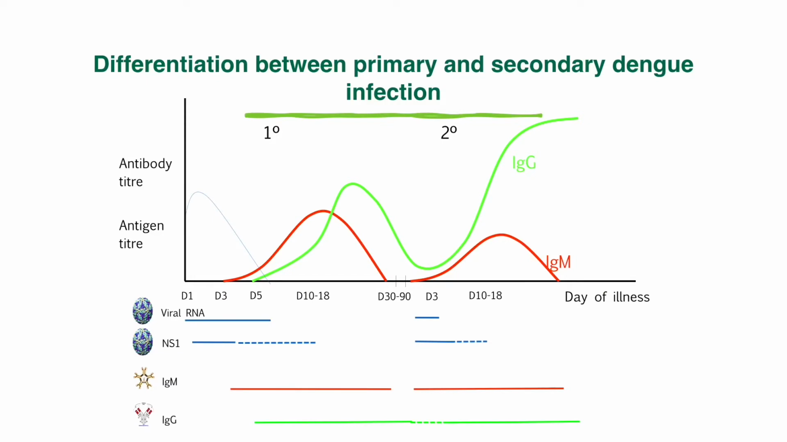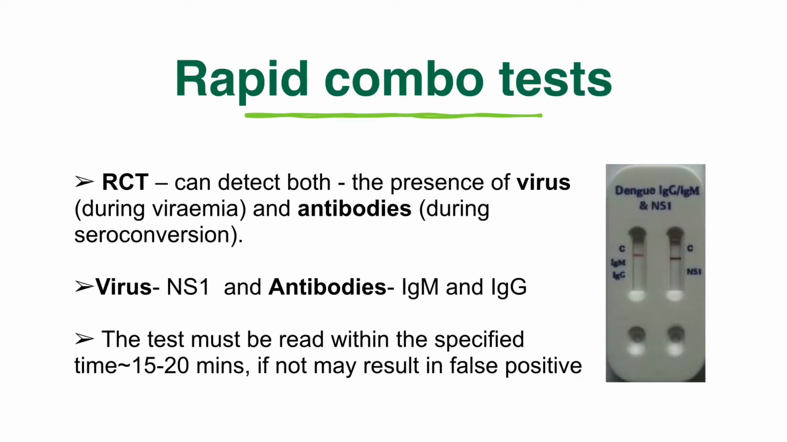Usually, different patterns of antibody response are seen in primary dengue infection as compared to secondary dengue infection. Detection of significant elevation of IgG antibodies to dengue virus by ELISA is very useful for identification of secondary dengue infections. Rapid combo tests are assays that can detect the presence of virus as well as antibodies simultaneously. Generally, rapid combo tests can be read within 15 to 20 minutes.